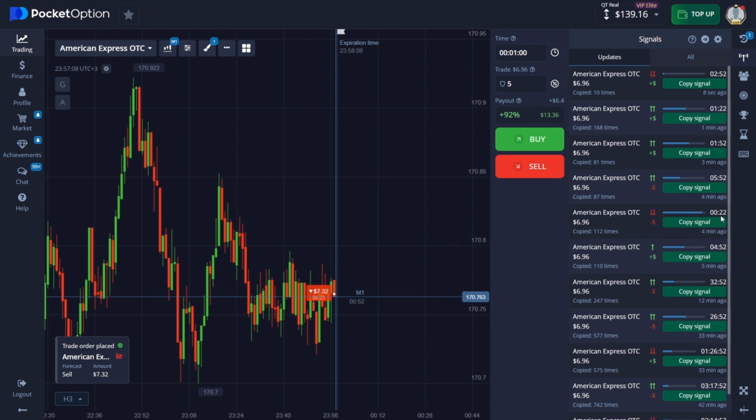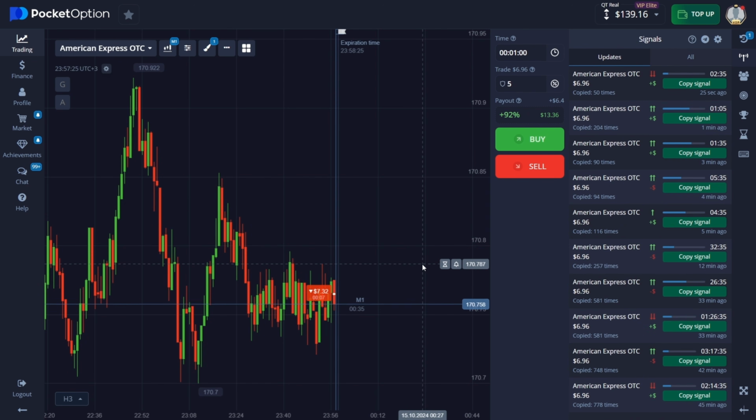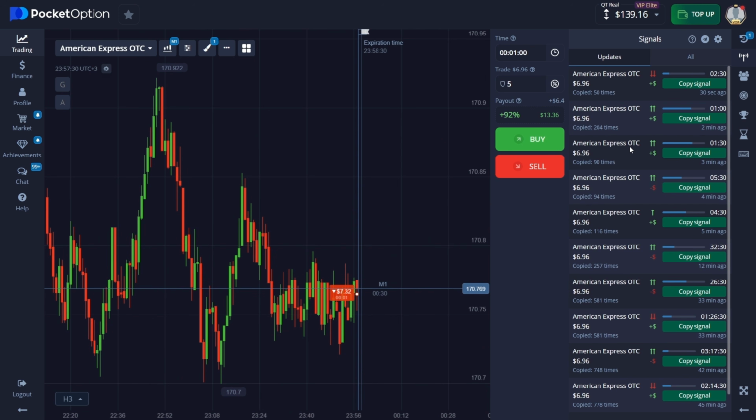I copied one more trade. This was a 23-second trade with a copy time of 112. Currently, this trade is in our favor. However, now it has come back, and the trade is not going in our favor. We might lose it.